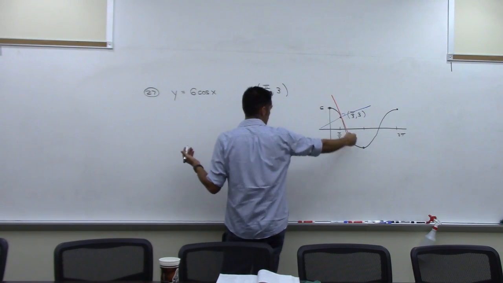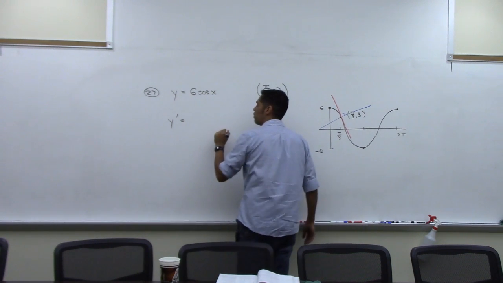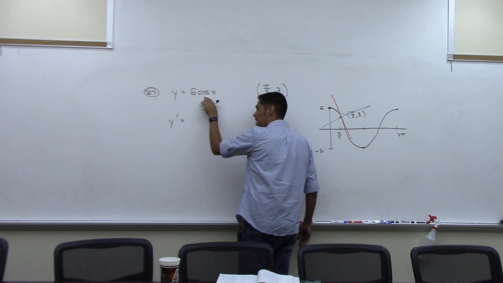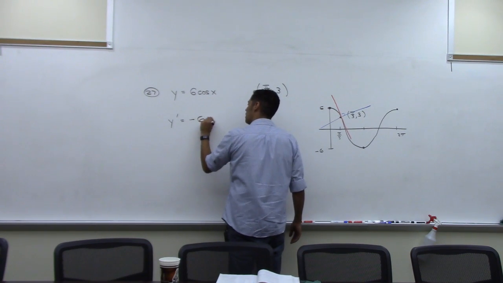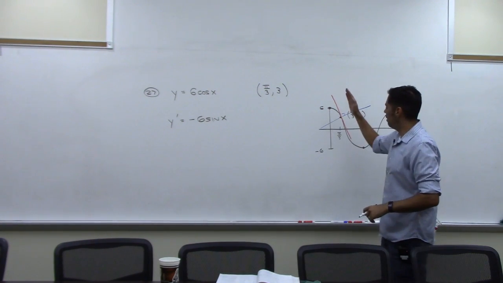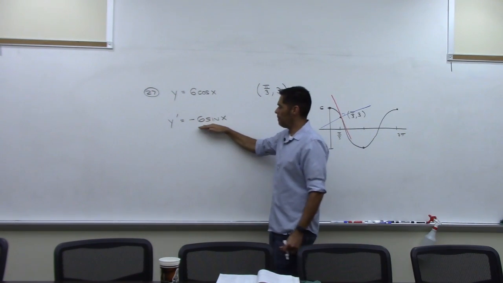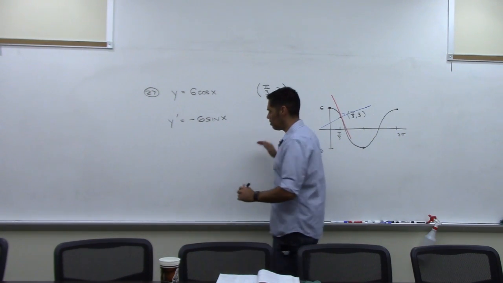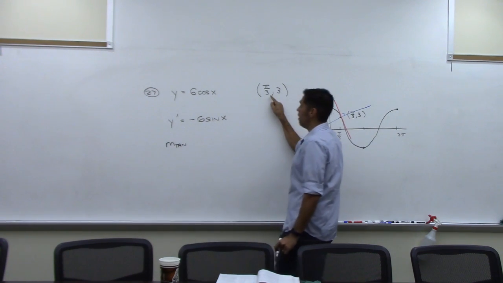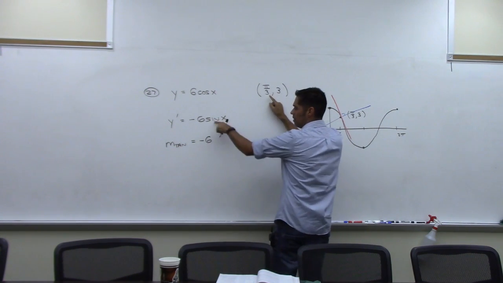I need to know the slope of that line, and the slope of that line requires the derivative. So let me take the derivative quickly. The 6 comes for the ride. Derivative of cosine of x is negative sine x. That negative gets applied to the 6, and we have this. If I want to know the slope of a tangent line on this curve, it comes from this formula. So the slope of the tangent line at that point requires that I plug in pi over 3 into this.